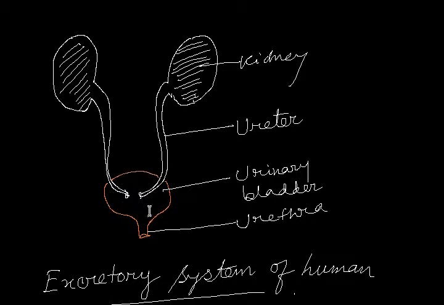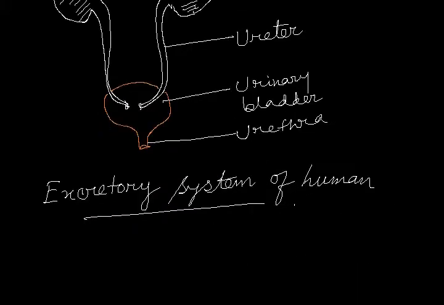This is the urinary bladder, which receives the urine and stores it for some time. And then finally, the urine from the urinary bladder is delivered out with the help of the urethra. This is the opening of the urinary bladder. And this is the structure of the human excretory system.